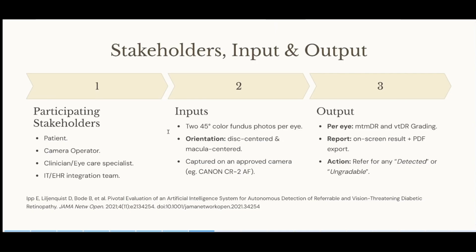So these are the participating stakeholders. We have the patient and a trained operator who captures the images. The primary care provider confirms the diagnosis and treatments. The IT-EHR team is responsible for integration.